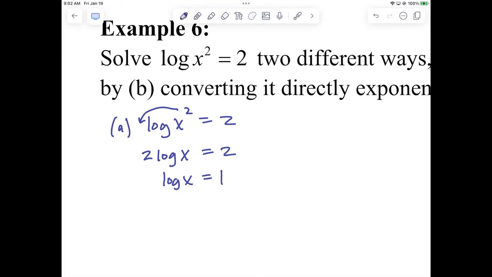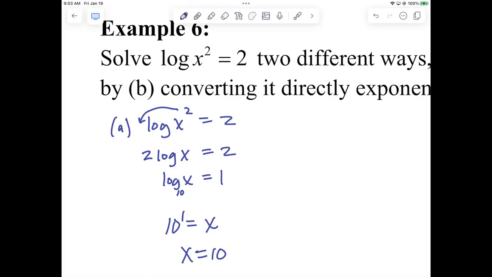Now, how do I get at the x? How do I unlog something base 10? You exponentiate both sides base 10, or you do the around the world thing, which is where I like to write the 10. I don't care which one you use. The around the world is almost a little bit easier. You don't have to write as much. So you get 10 to the first equals x, so that means x equals 10.